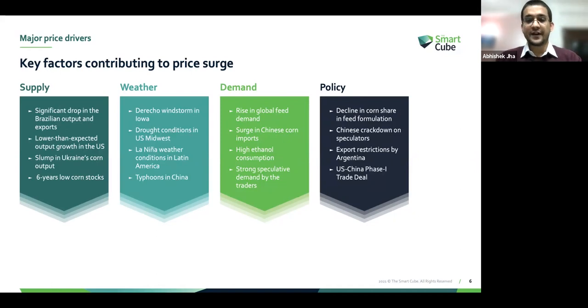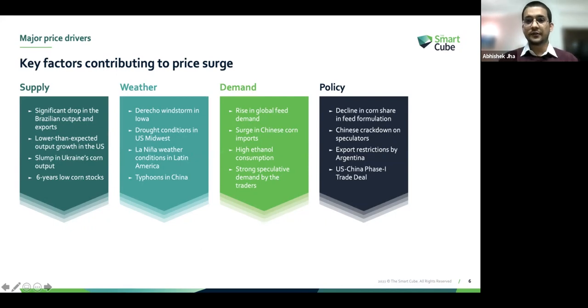In addition to these fundamental market developments, there were also some speculative activities on the trading platforms, which actually led to some bull run in the corn market globally. That again added to the higher prices through the year.